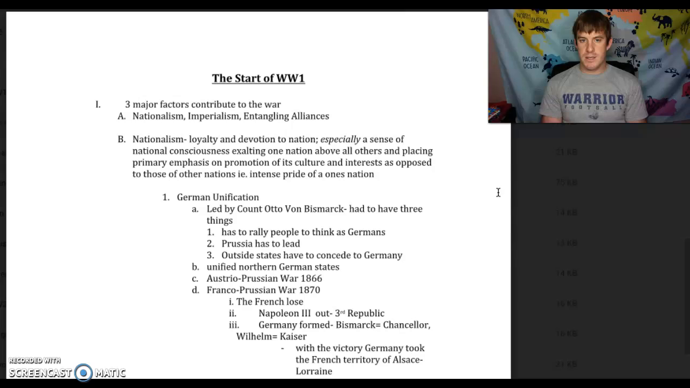Remember, he's got three things. He's from Prussia, I should say, so he wants Prussia to lead. He has to rally the people to think as Germans, not as Bavarians, not as Berliners, not as Prussians, but as Germans. To unify the people under this concept of German nationalism, that, hey, we're Germans, we're the best, we deserve the best. And his third thing was he had to have the outside states concede to Germany, meaning, you little principalities, you need to fall in line to really make this work.